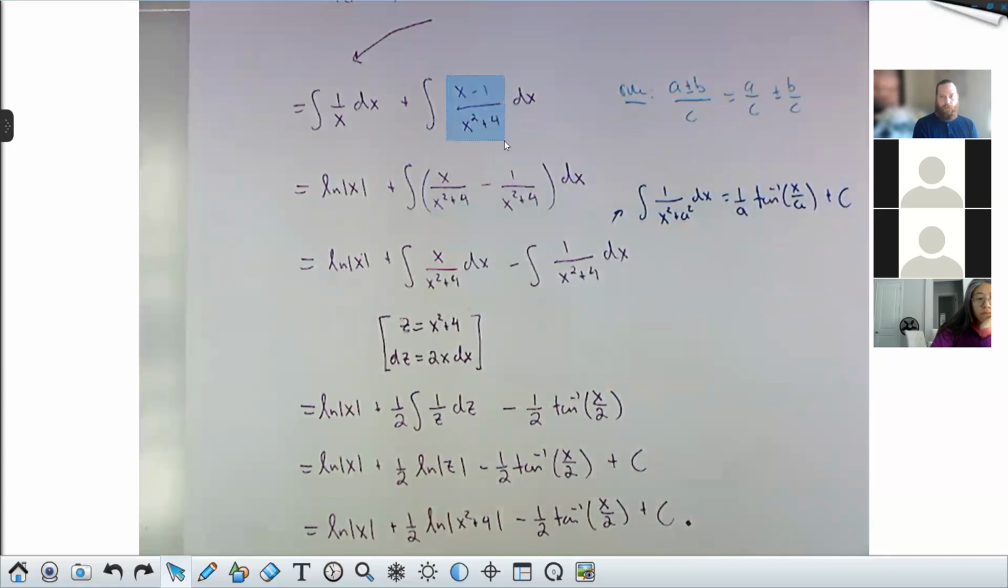So when you see something like this, your first thought should be, oh, well, 1 over x squared plus 4, I know exactly what to do with that. So I'm going to split it up, and then I'll figure out what to do with the other piece. And this other piece turns out to not be bad, right? It's just a little u sub or z sub. That's the result.